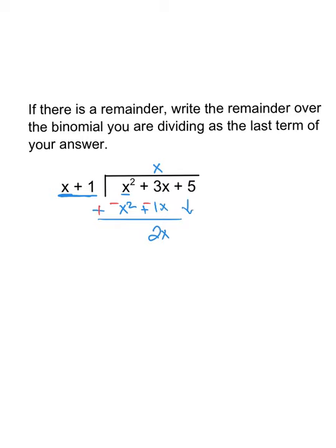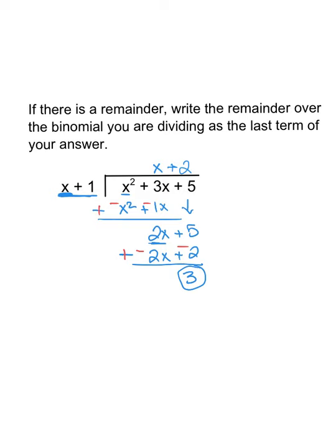I'm going to carry down the next term, plus 5. Once again, I focus on the first terms. So x times what gives me 2x. Hopefully you pick 2. 2 times x is 2x. 2 times 1 is 2. We're going to subtract. Again, I like to keep, change, change. 2 plus negative 2 is 0. 5 plus negative 2 is 3. That is my remainder, or my leftover.